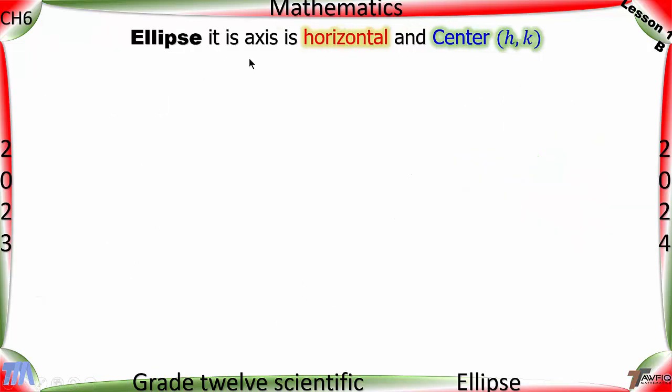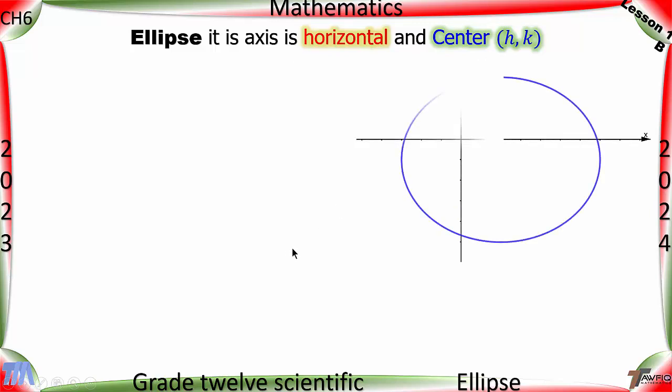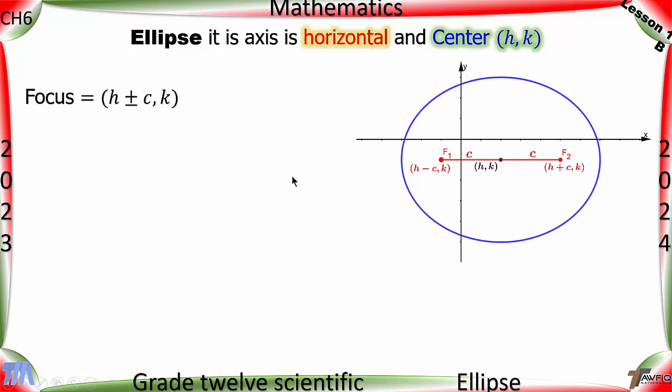Ellipse, its major axis is horizontal and the center is (h, k). This is the graph. These two are F1 and F2. This is the center. If the distance between the center and F1 is c, so F1 becomes (h - c, k) and F2 is (h + c, k). That means the two foci are (h ± c, k).